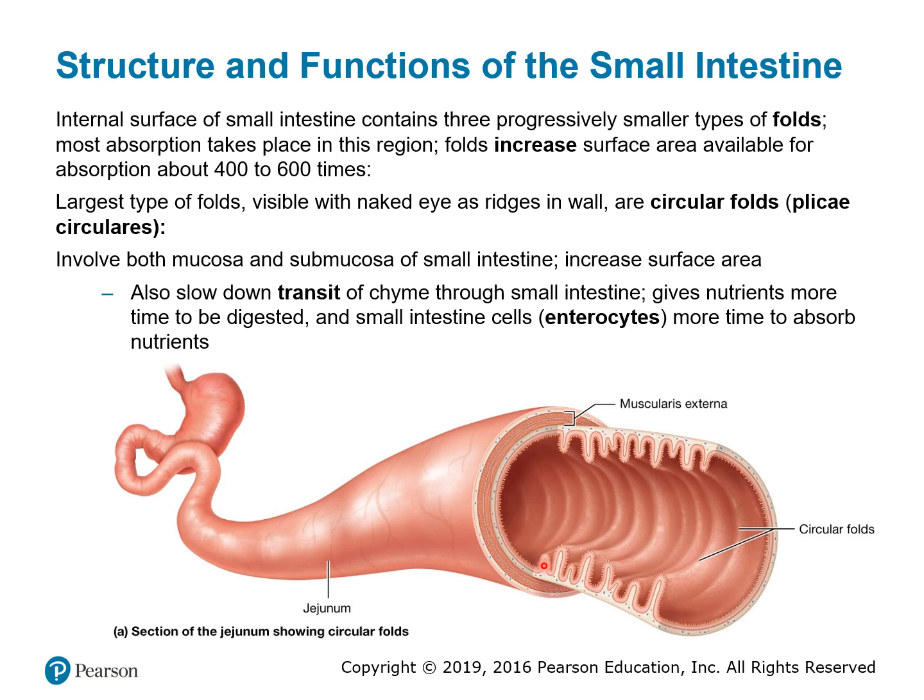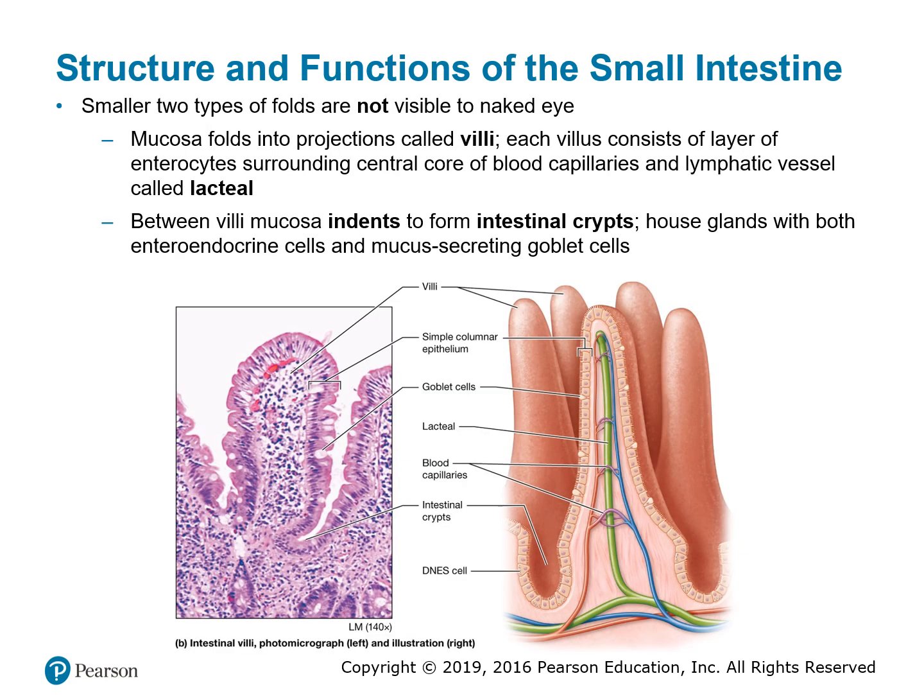lining. But it is going to have these circular folds, which are called plicae, and it is going to more or less look like this. Okay, you can't really see it. This is where you're going to find most of the enterocytes, which is where the absorption happens. The small intestine has two types of folds. They're not really visible with the naked eye, but these are going to be called villi. So the mucosa folds into projections called villi.